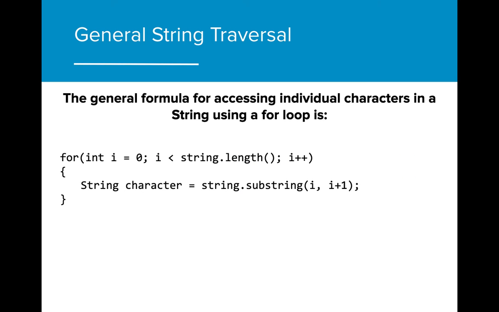Generally speaking, we can traverse strings using this formula, where the string character is equal to the substring i, i plus 1 on each iteration through the for loop. We can use this formula to manipulate strings in a variety of ways.